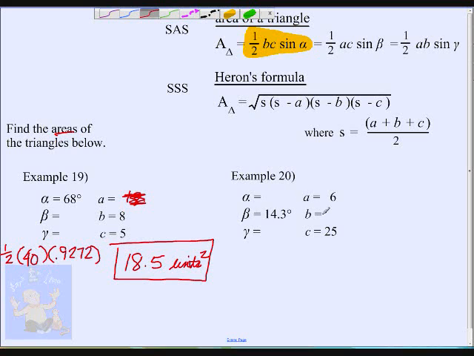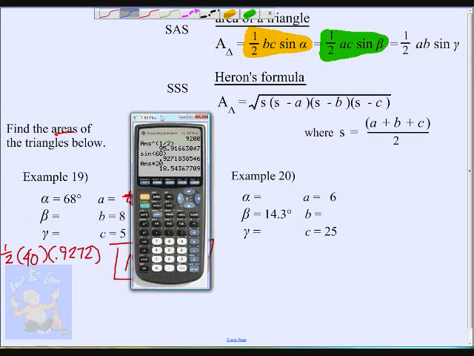Well, we haven't got the opposite side, but we've got the two adjacent ones. So again, we'll be able to use SAS. This time, we've got beta, and we've got A and C. So this is the one we're going to use now. And we'll start by finding the sine of 14.3. We remember doing this problem, don't we? At least I do. Sine 14.3.